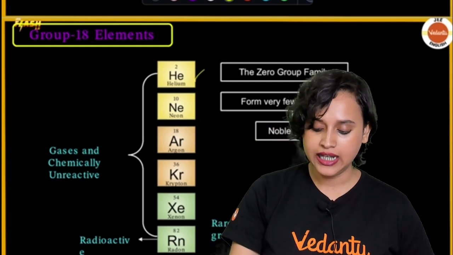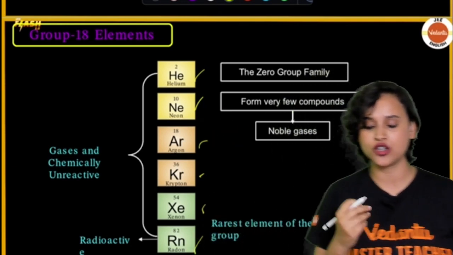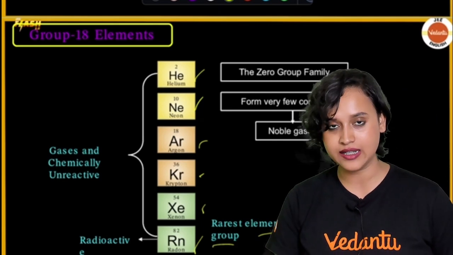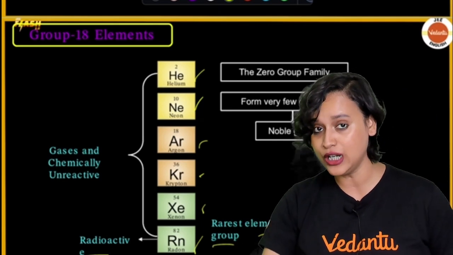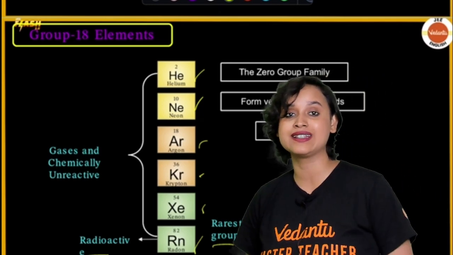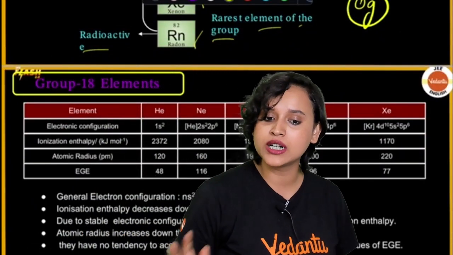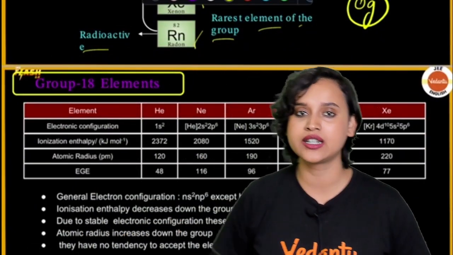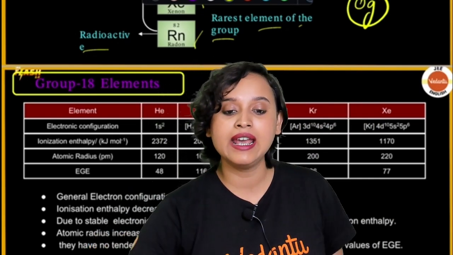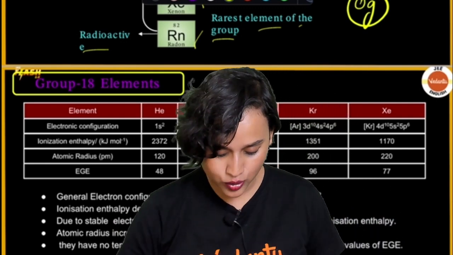So you have helium, neon, argon, krypton, xenon and radon. Radon is the rarest element of the group and it is radioactive. However, just below radon, you also have Og, that is oganesson, a synthetic radioactive element. And we all know the general electronic configuration is ns2np6, right? ns2np6, okay?